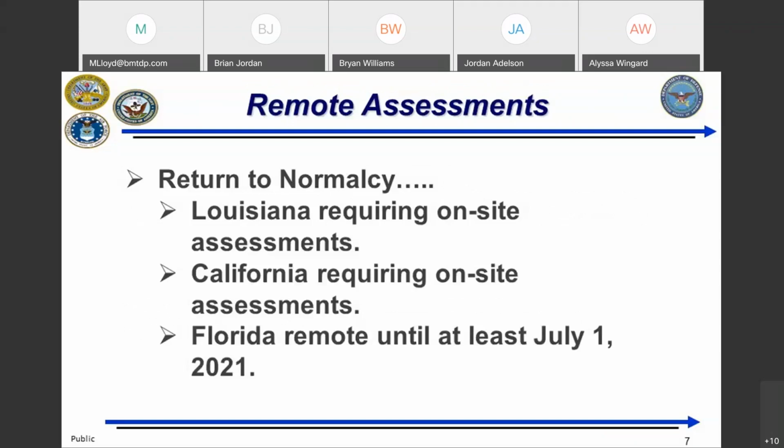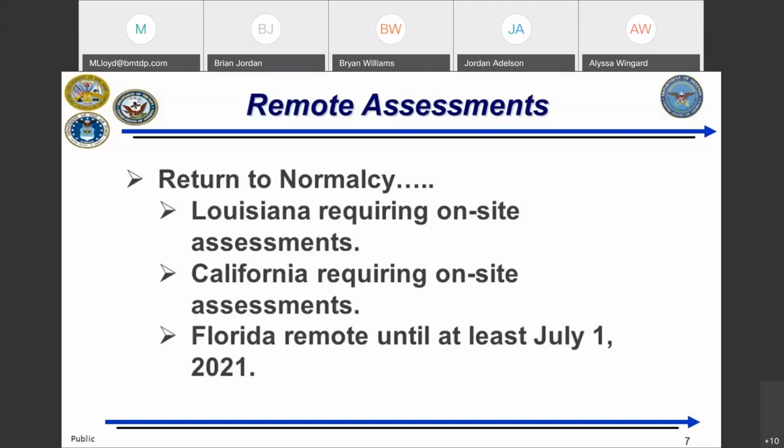Currently, all of the accrediting bodies are doing remote assessments. Obviously, we were in some type of a lockdown mode for about a year. However, with the vaccinations underway, we are beginning to see some return to normalcy. Some of the normalcy that we're seeing being returned is Louisiana is now requiring on-site assessments. California is requiring on-site assessments. And Florida is going to be doing remote assessments until at least July 1st, 2021.